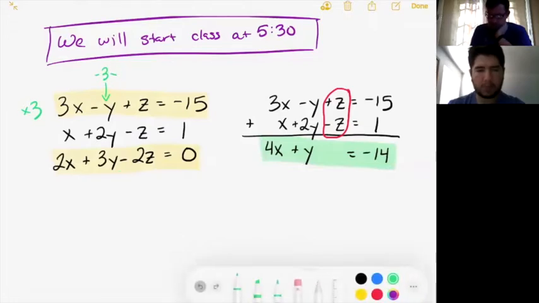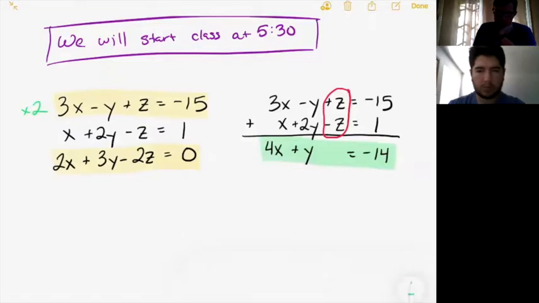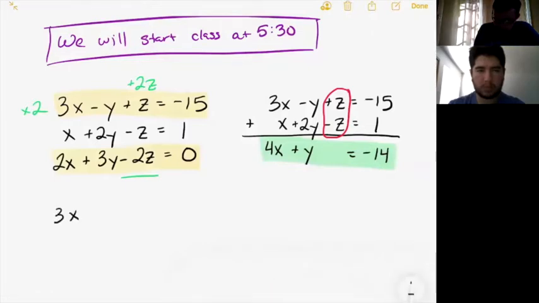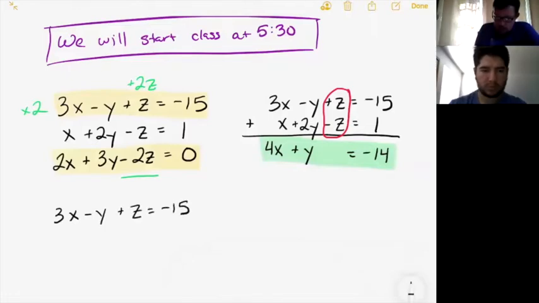I also like that if I multiply the top one by 2, that would give me a plus 2z, which would eliminate with the minus 2z. So I like the idea of doing those 2 equations for a couple of reasons. So let's go ahead and rewrite those 2. I'm going to do the top one and the bottom one.